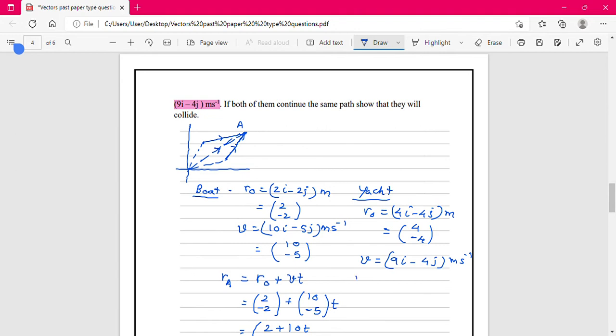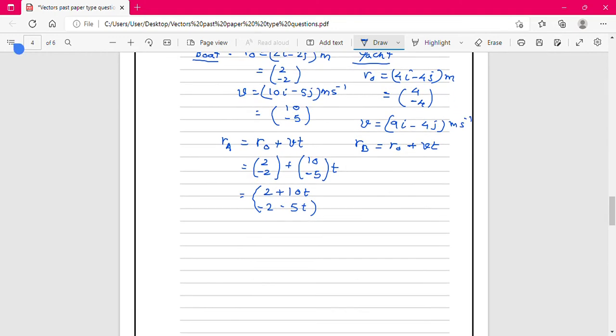Suppose RB is the position vector of the yacht after t seconds. So that will be, again using the R0 plus Vt formula: R0 is (4, -4) plus V, which as a column vector is (9, -4), into t. So this is the position vector of the yacht after a time of t seconds.